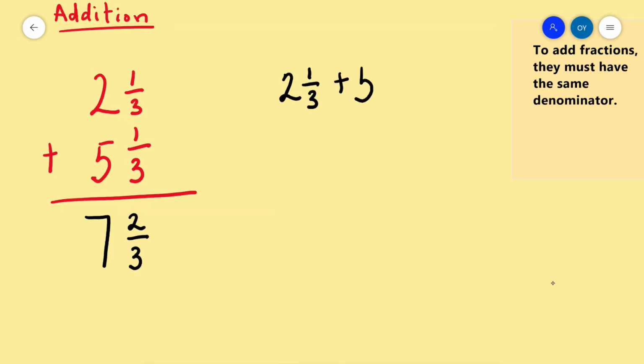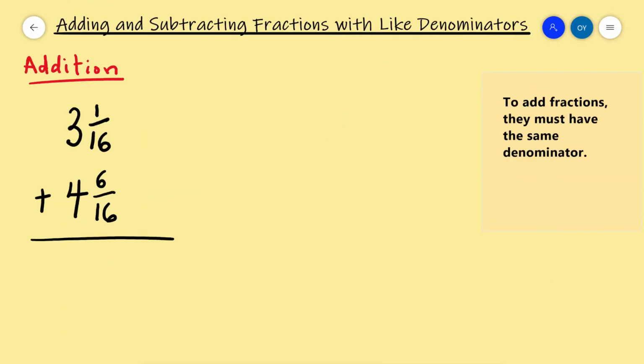Sometimes this can be written as 2 whole number 1/3 plus 5 whole number 1/3 on the same straight line. It's the same thing. Add the whole numbers. That is 2 plus 5, 7. 1 plus 1, 2. Then over 3.